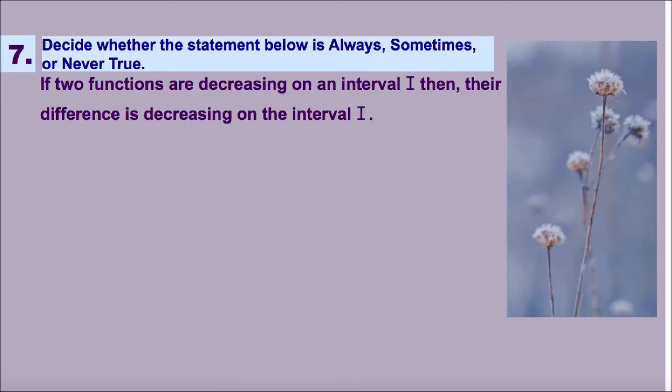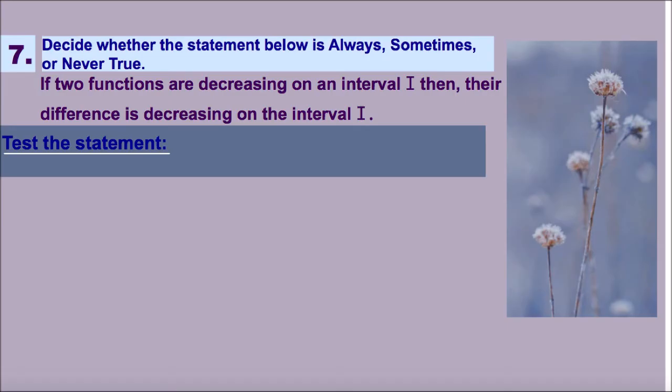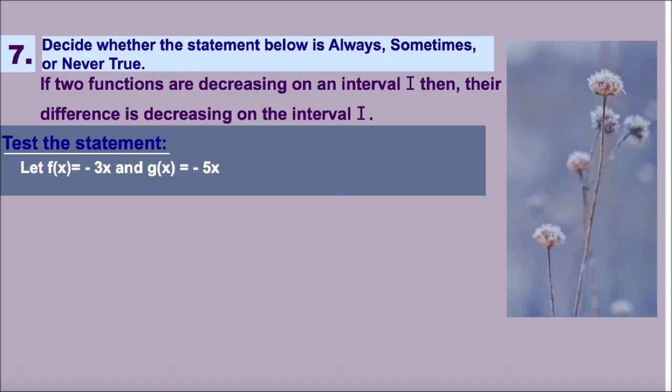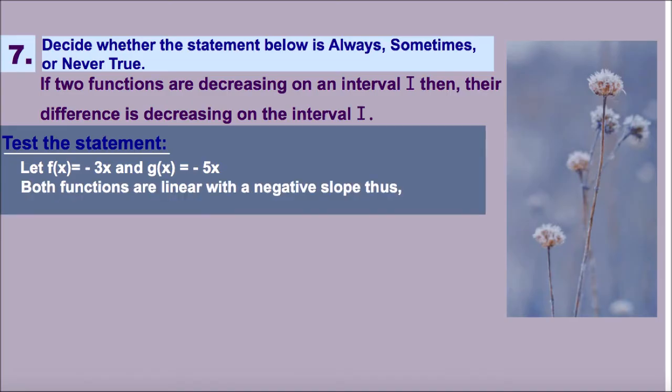Decide whether the statement below is always, sometimes, or never true. If two functions are decreasing on an interval I, then their difference is decreasing on the interval I. Test the statement. Let f of x equals negative 3x and g of x equals negative 5x. Both functions are linear with a negative slope. Thus, the functions are decreasing on the set of real numbers.